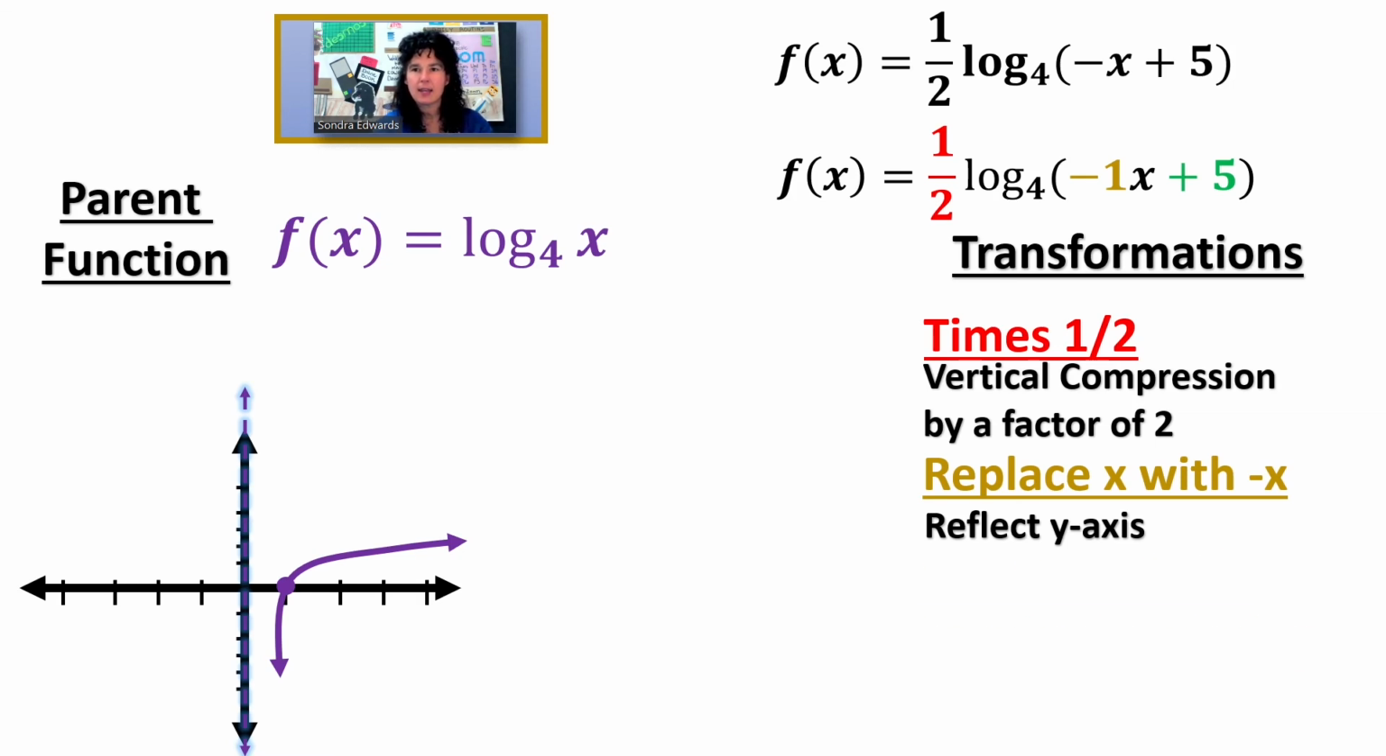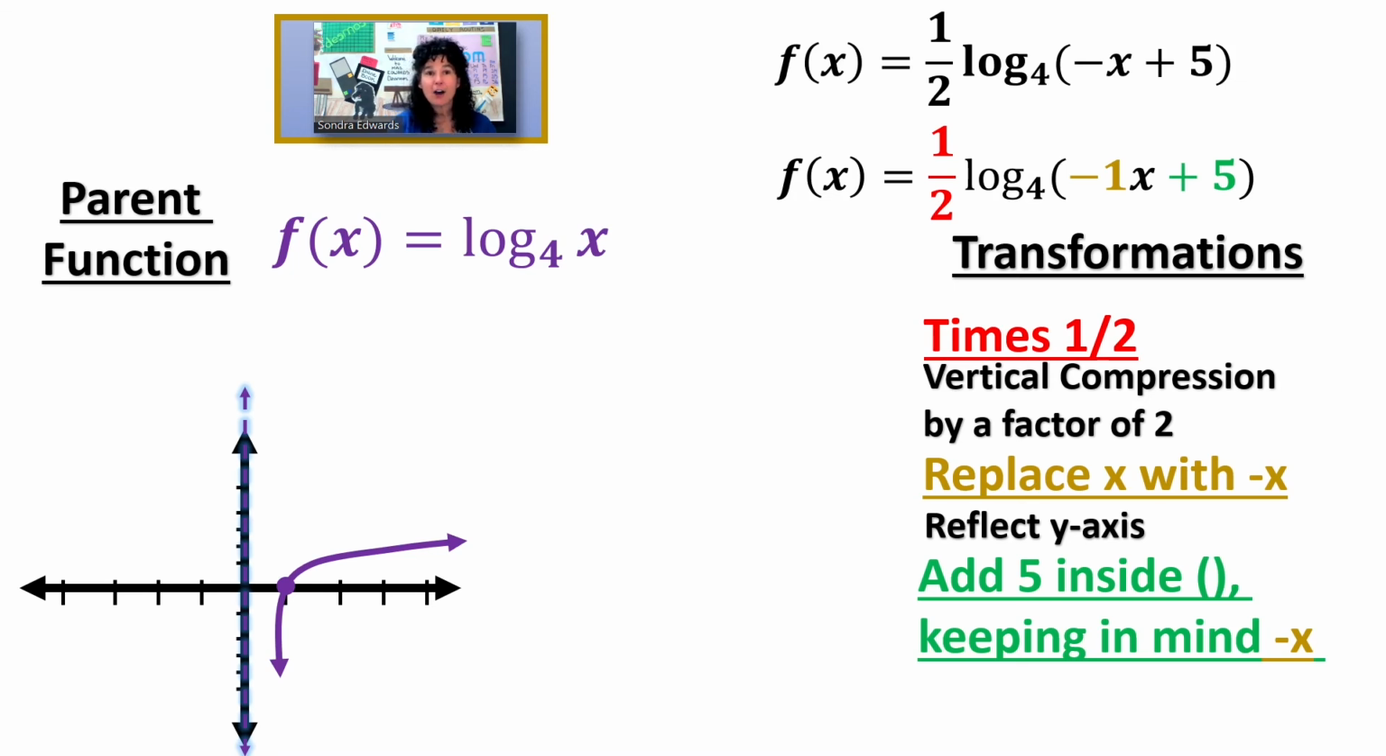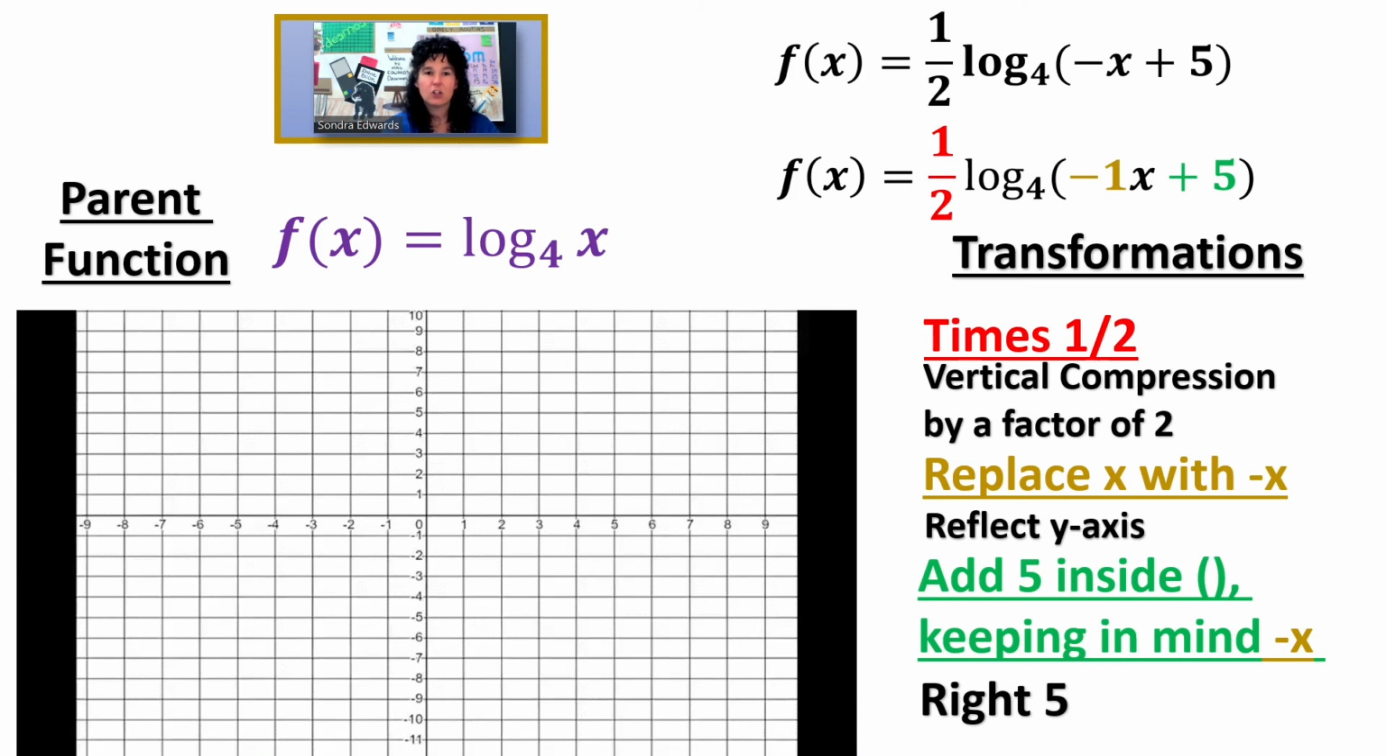Then the adding 5 inside grouping symbols. This is the tricky one, because normally when you are adding inside of grouping symbols, it shifts it left, right? The opposite of what we think. But whenever you have a -x inside of grouping symbols, then it does the opposite. So it is going to move it right 5. Let's look at that in action.